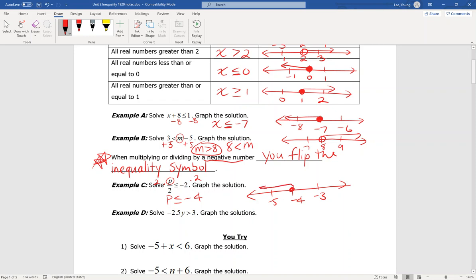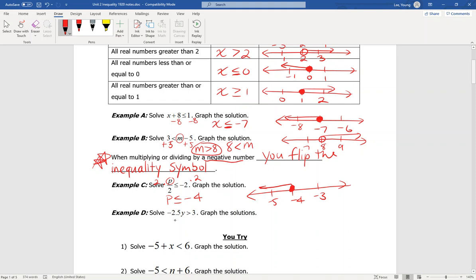If you want to actually check the solution, what we can do is put in one of the numbers that are part of the solution, which is negative 5. Is negative 5 less than or equal to negative 4? Yes, that means I did it right.